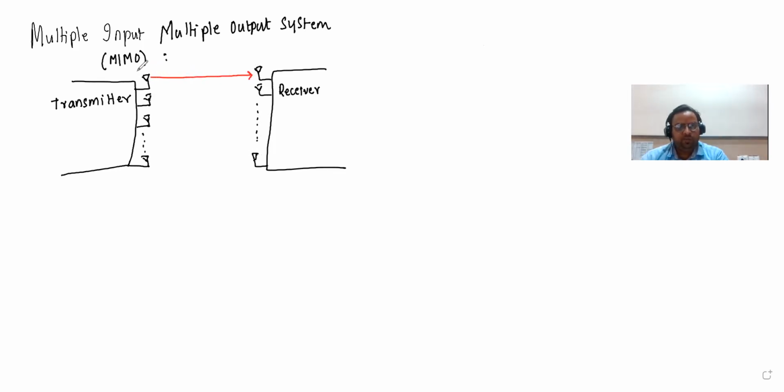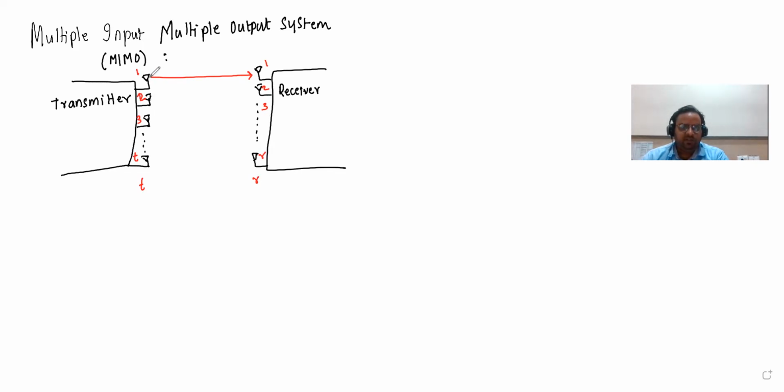The links between these multiple transmit antennas and receive antennas will look like this. This is antenna number 1 at the transmitter side, this is antenna number 1 at the receiver side, this is antenna number 2 at the transmitter side, antenna number 2 at the receiver side, and so on. This is antenna number 3 at the transmitter side, and finally, suppose we have T transmit antennas and R receive antennas.